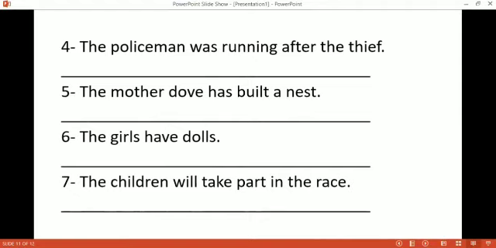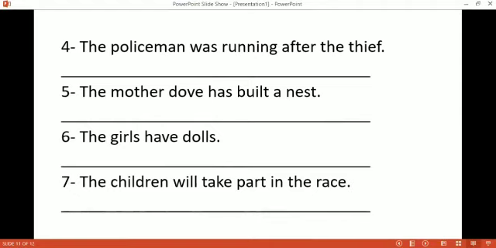Okay. Sentence number 5 is, the mother dove has built a nest. The mother dove is a bird. The mother dove has built a nest. Which helping verb is used in this sentence? Yes, "has" is a helping verb in this sentence.